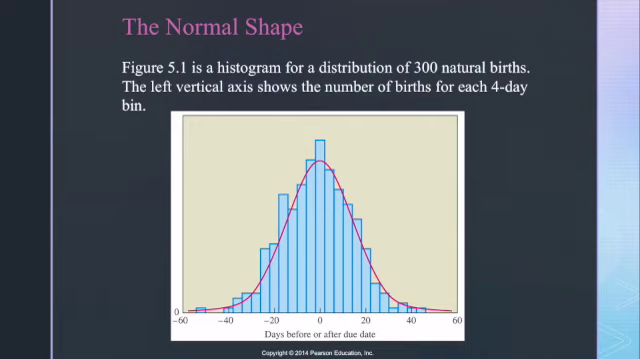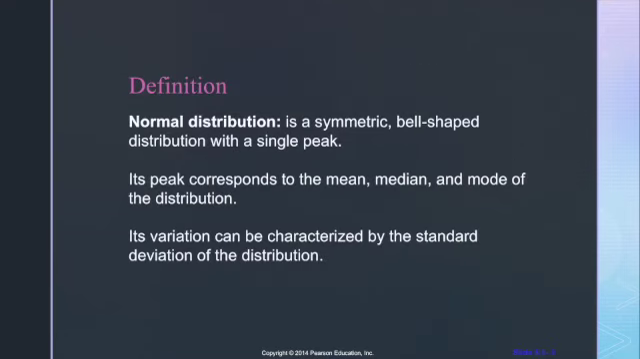Here's a histogram for a distribution of 300 natural births, right? The left axis shows the number of births for each 4-day bin. This shape right here is called our normal curve. It's also called the bell curve. So the normal distribution is a symmetric bell-shaped distribution with a single peak. And the peak is the mean, median, and mode of the distribution, right? If all of these are equal, we have a symmetric, non-skewed distribution. Its variation can be calculated by the standard deviation of our distribution, and that's represented by a sigma.